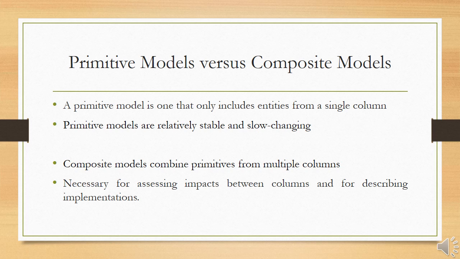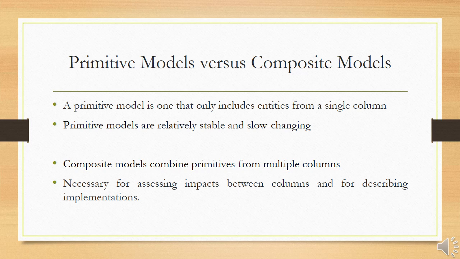Primitive models versus composite models. A primitive model is one that only includes the entities from a single column. Row 1 contains lists of primitives from each column. Row 2 has hierarchies built from those lists, which can be again seen from the previous slide's figure. Keeping the columns separate in our own models has many advantages. It makes the framework conceptually simple.